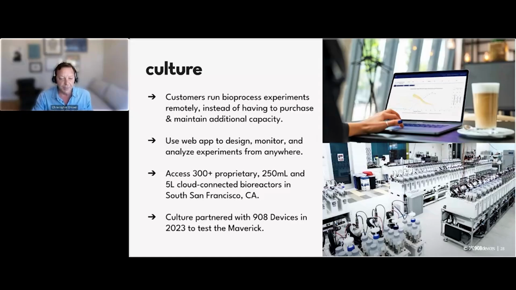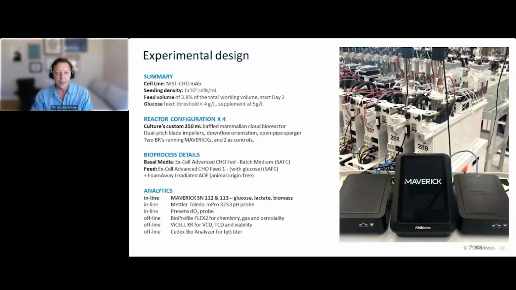And they developed a cloud-based application that can govern and run its bioreactor fleet. That software is called Console, and it's a really neat capability. And we're really pleased to work with them for real-time monitoring and observation of the bioreactors. So they had 2 Mavericks there.